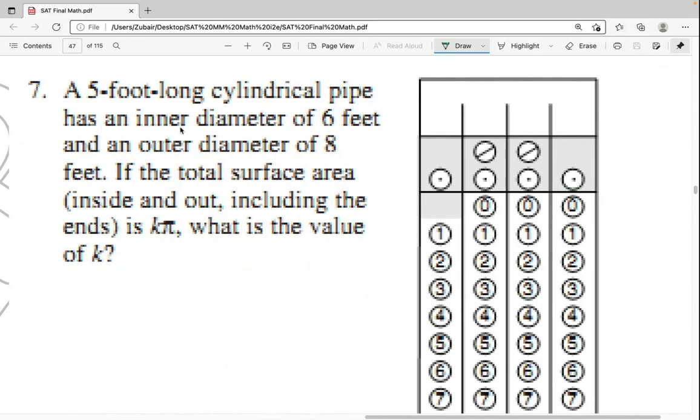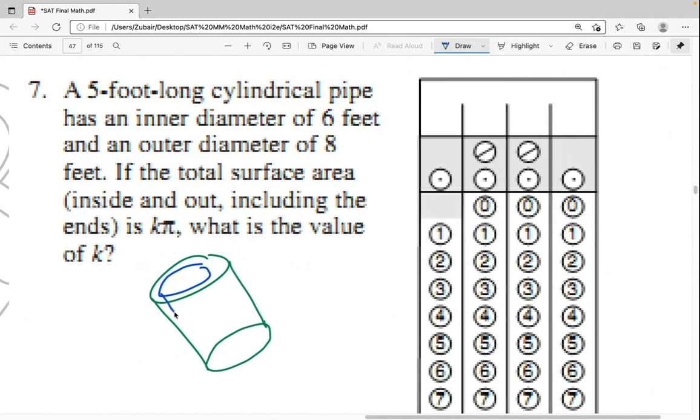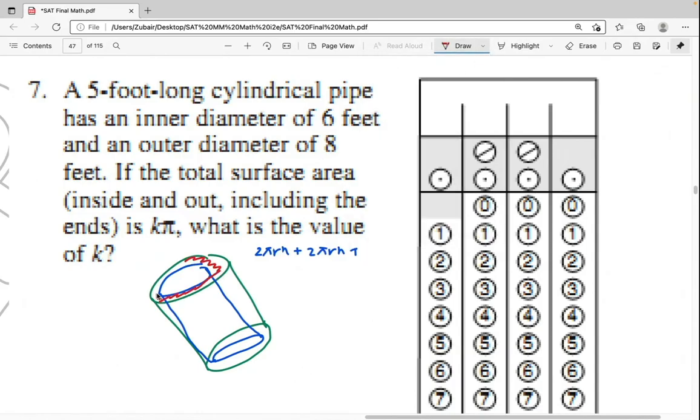A 5-foot long cylindrical pipe has an inner diameter of 6 feet and outer diameter of 8. The total surface area of inside, outside, including the ends. So if we look at this pipe, we have four surfaces which we are going to add. Outer surface 2 pi RH plus inner surface 2 pi RH plus the top cross section, this top cross section pi r square plus the bottom cross section is pi r square.